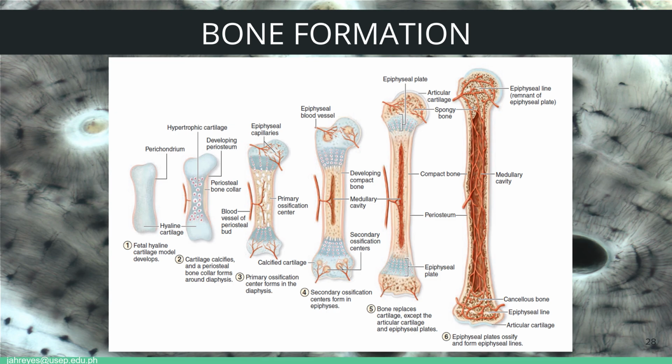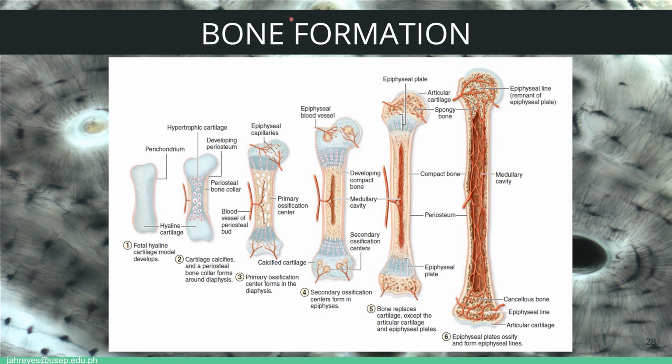Bone formation process can be differentiated into two types. We have the endochondral ossification and the intramembranous ossification type of development. So the distinction between those two types of bone formation depends on whether there is a cartilage model that served as a precursor of the bone, or whether the bone is formed by a simpler method without the intervention of the cartilage precursor.